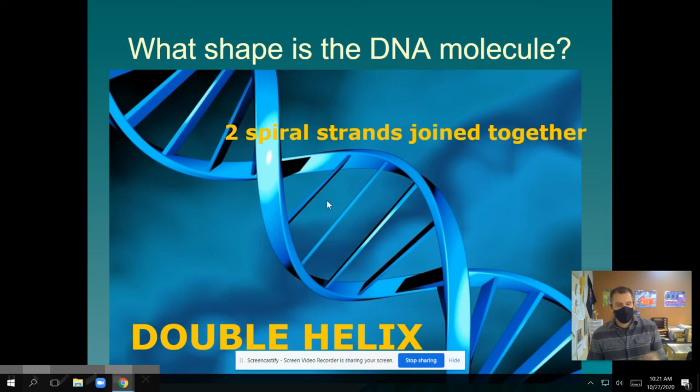Okay, so the shape, we already know it's a double helix. You might want to call it a spiral staircase, twisted ladder, whatever you want to call it. Two spiral strands. DNA is two strands, two sides, connected with those bases going between them.